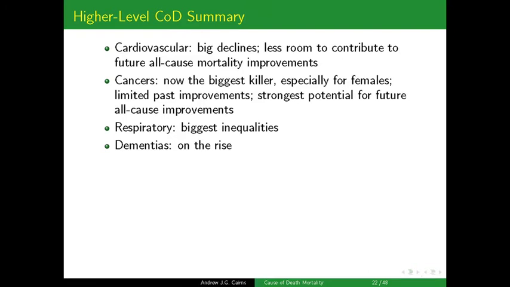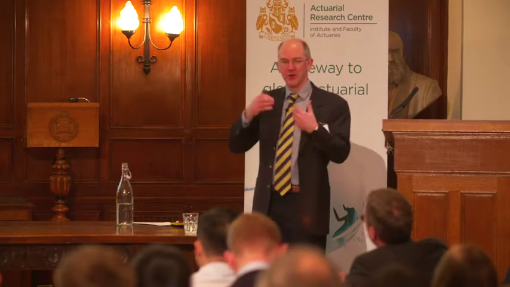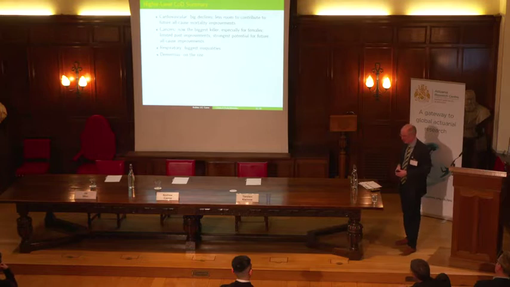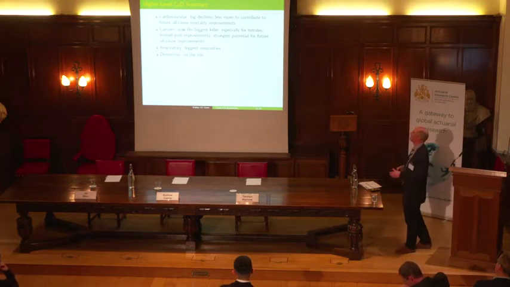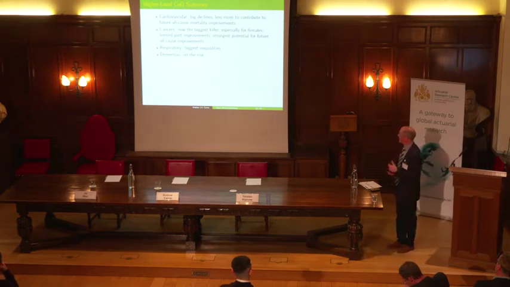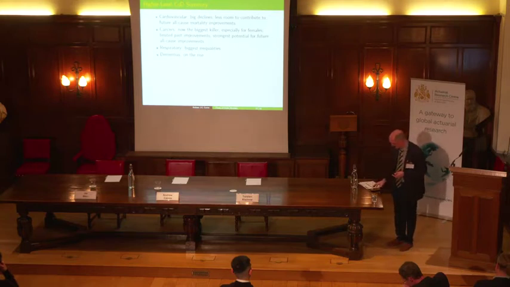So for that higher level summary, for the cardiovascular diseases, we've seen very big declines, as you all know. But of course, that then means that in the future, there's maybe rather less room for contributions to a decline in the all-cause mortality rates. I mean, it may well be that in percentage terms, the cardiovascular diseases might continue to improve at the same rate. But if it's already getting close to zero, then it's not going to make much of a contribution to the all-cause mortality compared to the potential for improvements in terms of cancer treatments. And then respiratory diseases is where we see the biggest inequalities.